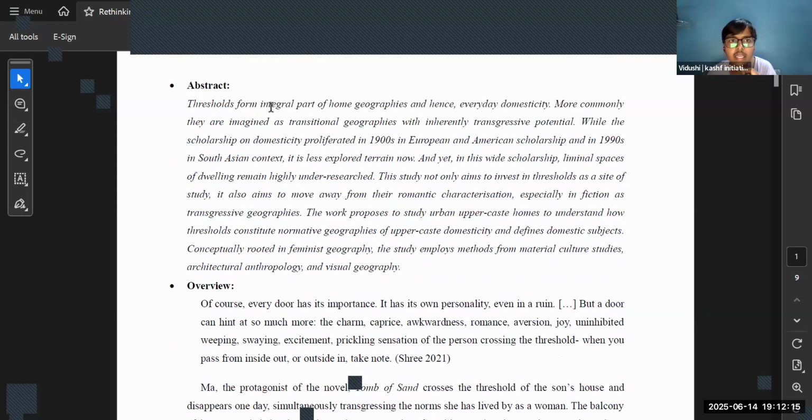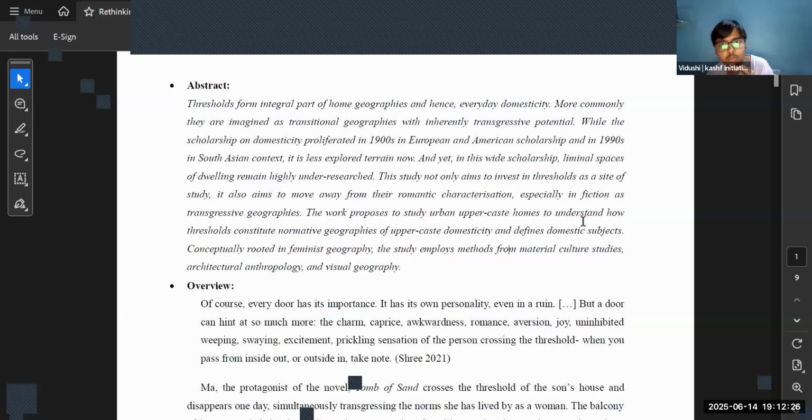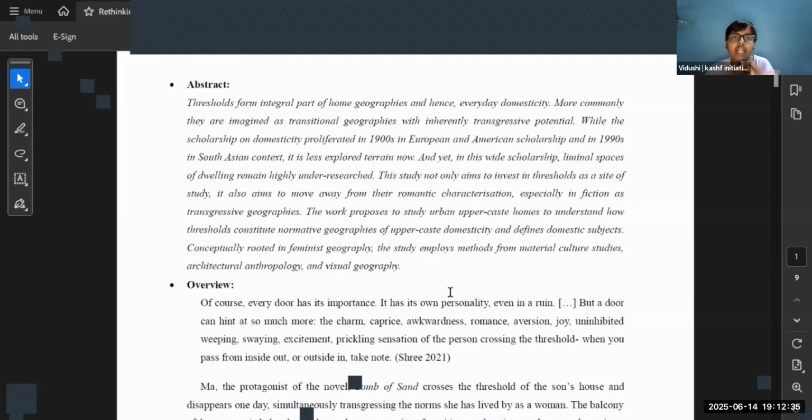And what I have done in the abstract is that I have given an idea of what the literature field looks like, what has not been done, and what my work is going to contribute. So if you can see, it ends with the work proposes to study this, exactly what it's going to do, and where it is conceptually rooted, and what methods it is drawing from. So I've kind of given a snapshot of the entire work in this bit of an abstract.